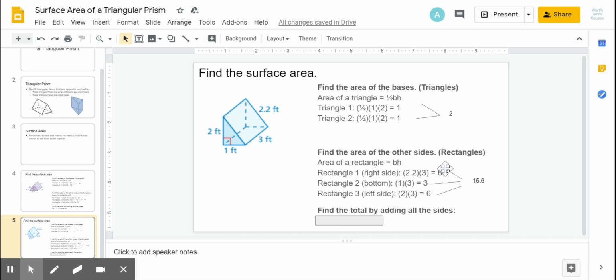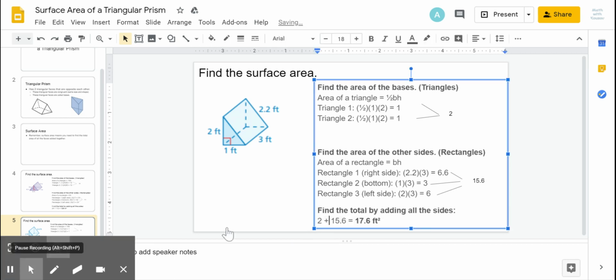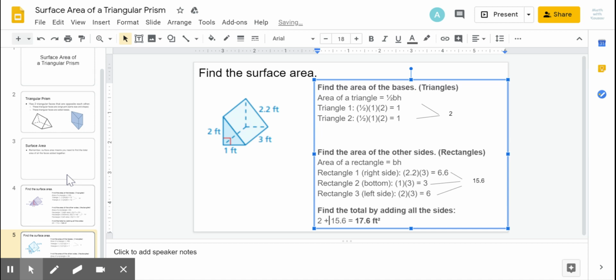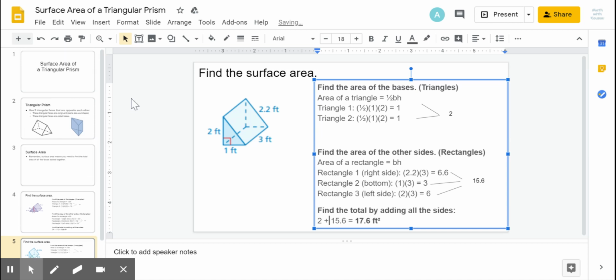Then you have to find the total of the whole prism. So you would add 2 plus 15.6 to end up getting 17.6 feet squared. All right, so that is how you find the surface area of a triangular prism.